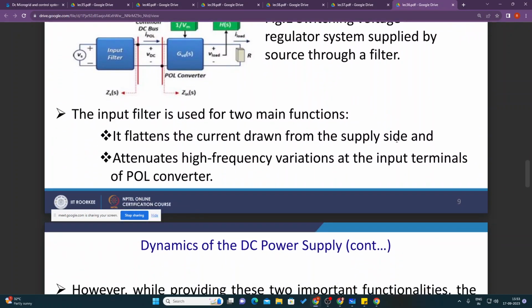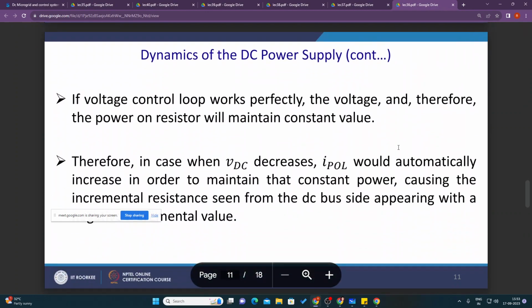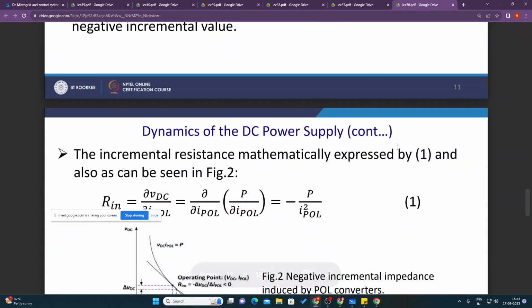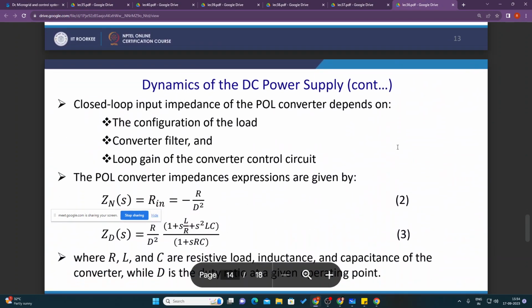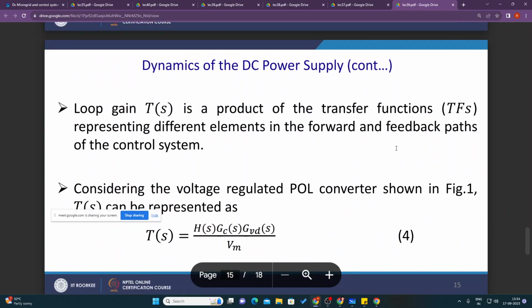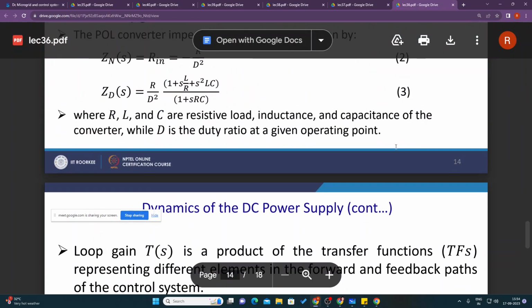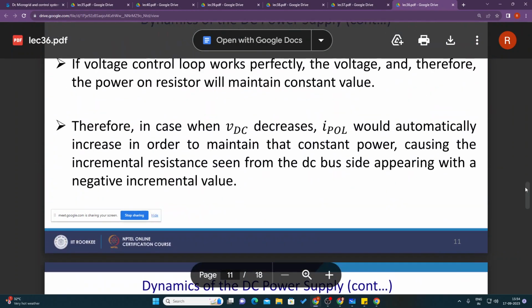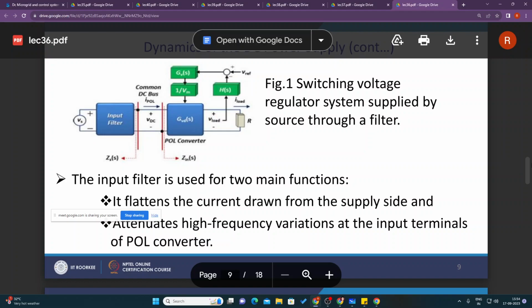Here, this one I am not able to understand, sir. The Z input and Z source. Impedance mismatch concept, sir has discussed, but I am not able to get that one. Okay, which part? Still this, the diagram has given, right? This one.